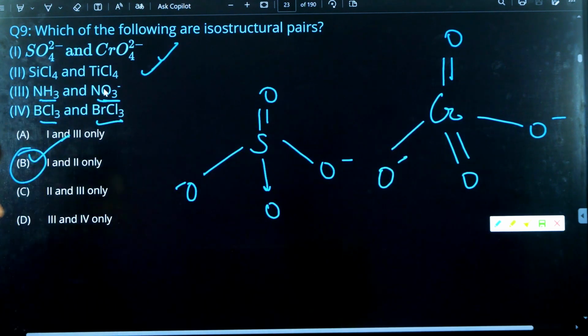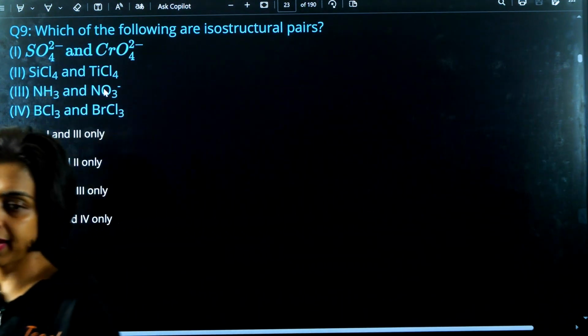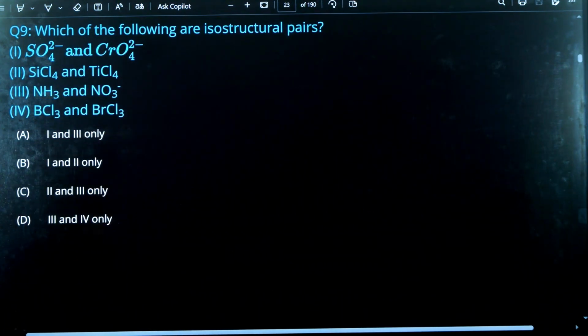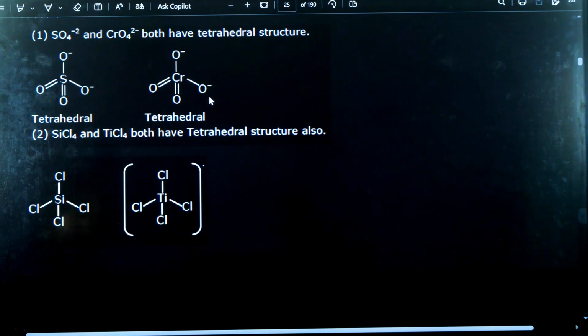Based on VSEPR, guys, very simple question. And the molecules here given are not very tough, right? So we can see the answer is 1 and 2, that is the B option here, right? So just check B. If you mark it B, then it has to be a correct option. Got it, guys?